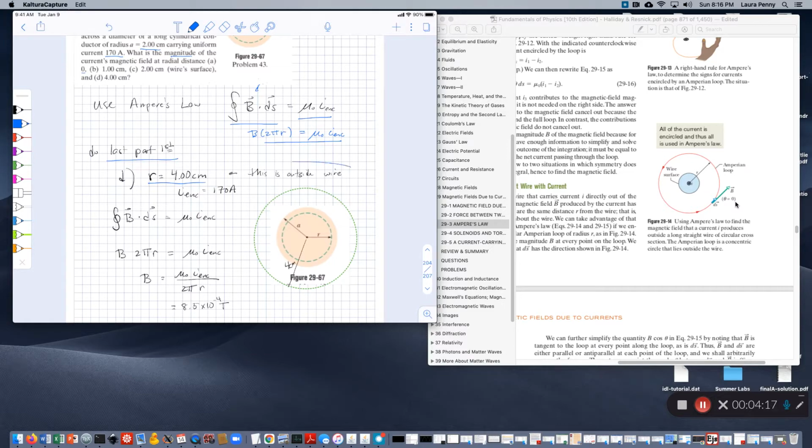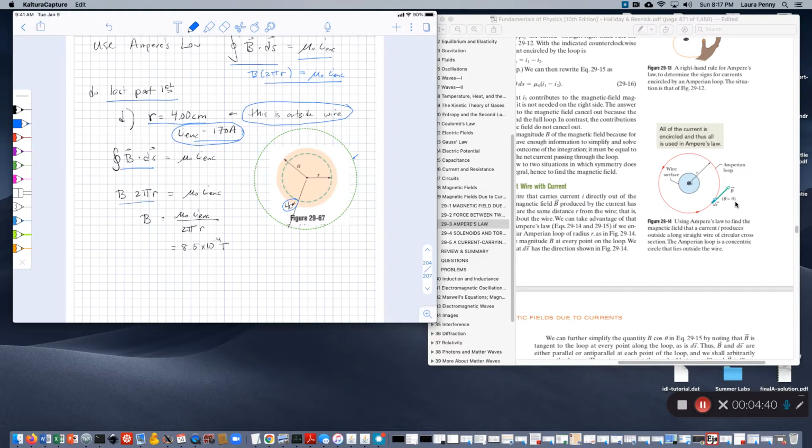This is outside the wire. So here's my actual Amperian loop for this situation. This is at a radius of 4 centimeters. If I'm out here, then the current which is enclosed is the entire current. It's 170 amps. And so my equation, which says this nasty thing, which really means this thing, has to equal mu naught I enclosed. That means the magnitude of the magnetic field is just mu naught I enclosed over 2 pi r, where my r is 0.04 meters.